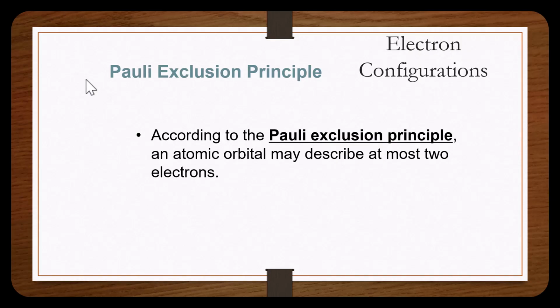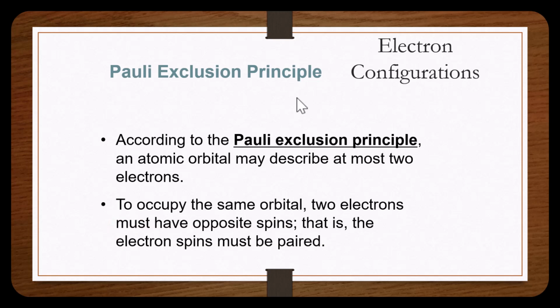Another rule is the Pauli exclusion principle. According to the Pauli exclusion principle, an atomic orbital may describe at most 2 electrons. So using the Bohr model again, if this was an orbital, at most 2 electrons could occupy this orbital, so there could not be 3. And using the box from the Aufbau diagram, if we had one s, here was the box. The most we could put in this box, this orbital, would be 2, couldn't put 3.